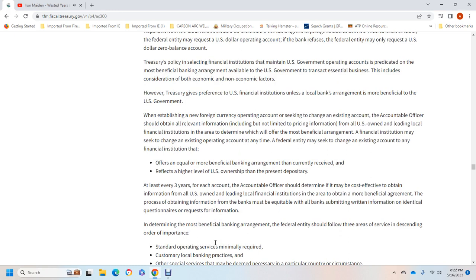Owned leading local financial institution able to obtain a beneficial agreement, with the prospect of obtaining information from the bank's most equitable. All banks submit information on identical questionnaires on the request for information to determine the most beneficial banking arrangement.